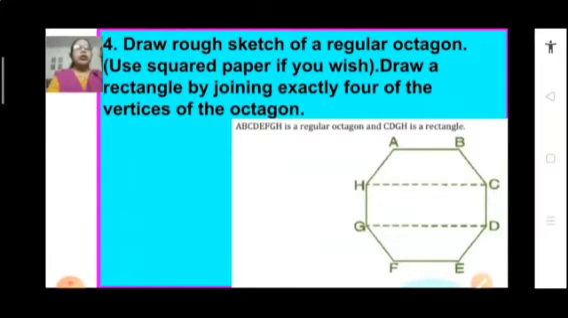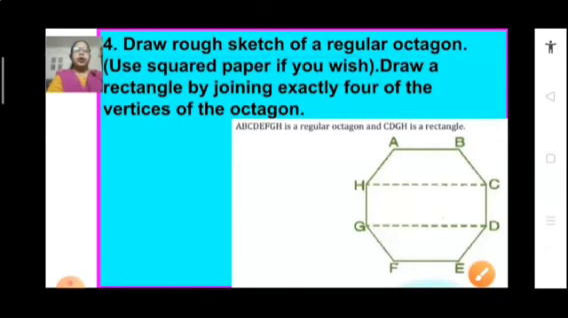Question 4. Draw a rough sketch of a regular octagon, and draw a rectangle by joining exactly 4 of the vertices of the octagon. So here we have drawn an octagon. You can draw an octagon and join 4 of its vertices H, C, D and G. And what do we get? We get a rectangle HCDG.